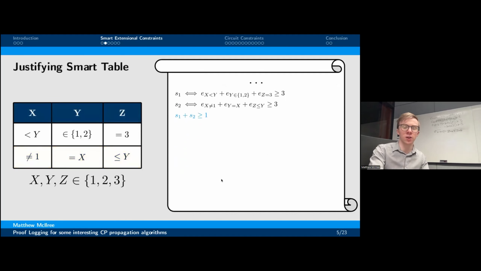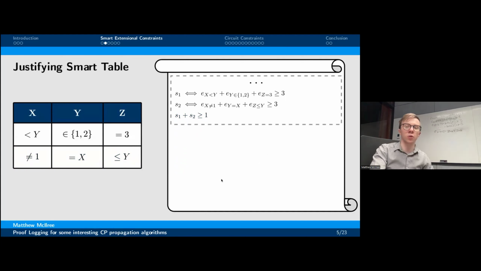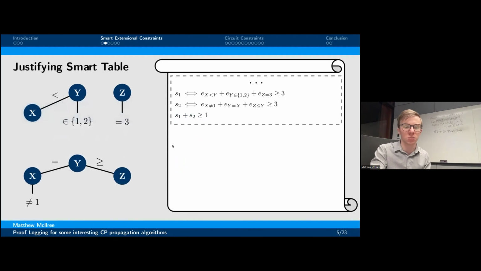We're imagining that our proof logging CP solver output this encoding ahead of time, so at the start of the solving process. And now we're going to regard this as the input format for our proof verifier. And now we get to work on the actual proof. So this takes a little bit of the specifics of how the smart table constraint works, although it actually doesn't matter too much really about the efficiency of this.